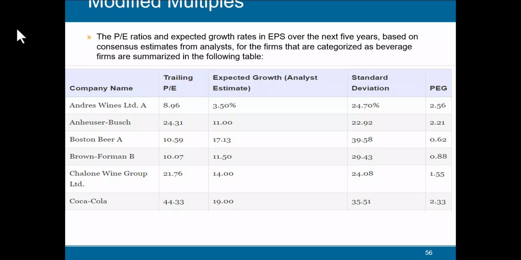The growth prospect is only 3.5%. Look at the growth prospect; that's why the valuation is high, because it's going to grow at only 3.5%. Now look at Boston Beer.